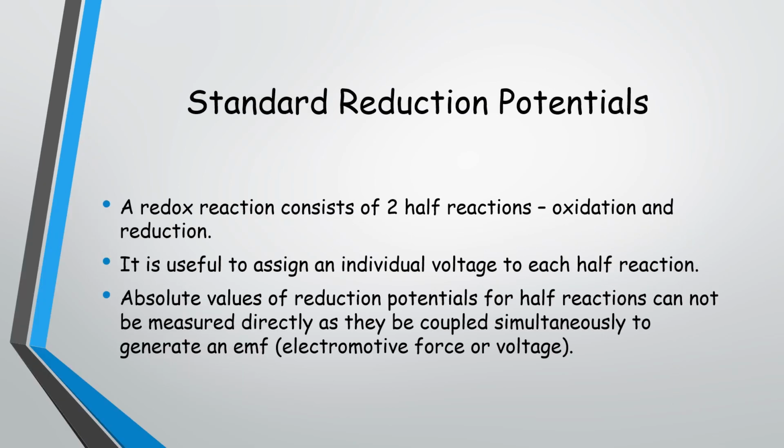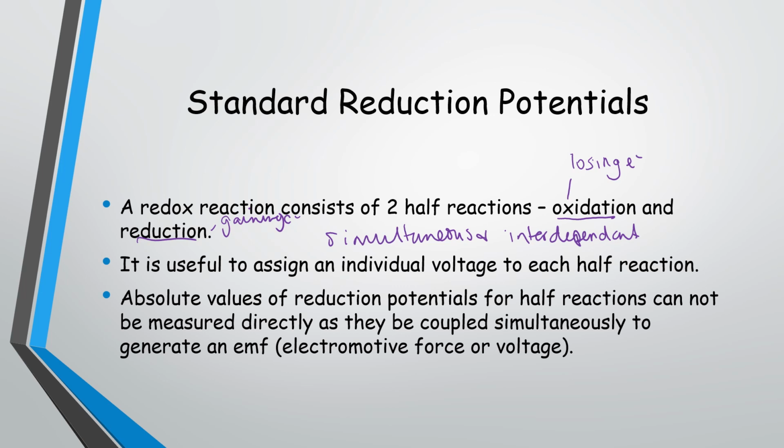Just a moment to recap. Remember, a redox reaction consists of two half reactions, oxidation and reduction. Now, the oxidation reaction always involves losing electrons, and the reduction reaction involves gaining electrons. These two processes are simultaneous and interdependent. What that means is that you cannot have oxidation without reduction or reduction without oxidation.